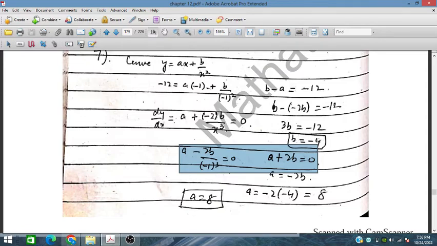So b is equal to -4. So this -4 will be placed here at this value. So this a is equal to -2 and b is equal to -4. In this place -4, so this a is equal to 8. So a is equal to 8 and b is equal to -4. These are the values we have to get.